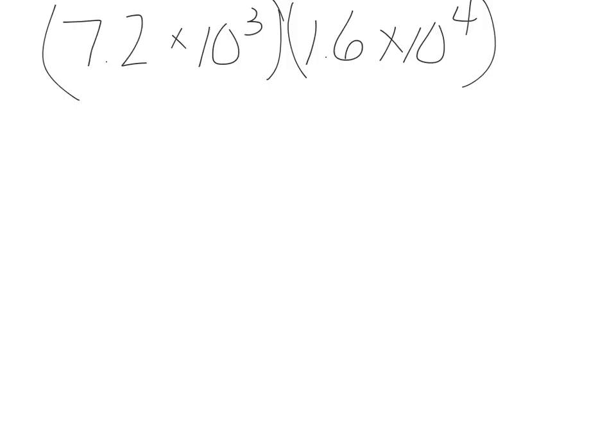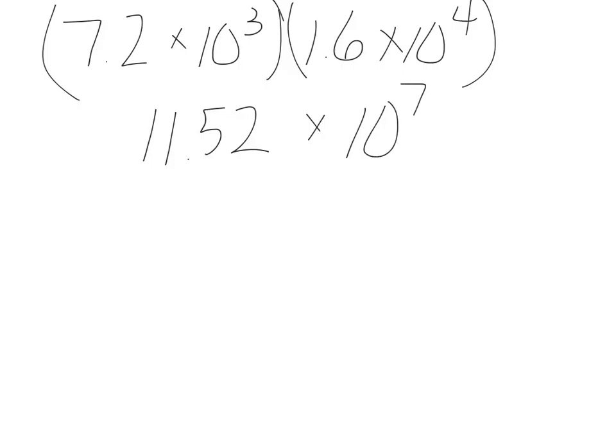Now when you're multiplying two scientific notation numbers together, you use what we've already done. We have 7.2 times 10 to the third, 1.6 times 10 to the fourth. And so for the first part, you can just do 7.2 times 1.6, which is 11.52. And then 10 to the third and 10 to the fourth, since we're multiplying, I can add those exponents together. That'll give me times 10 to the 7th.